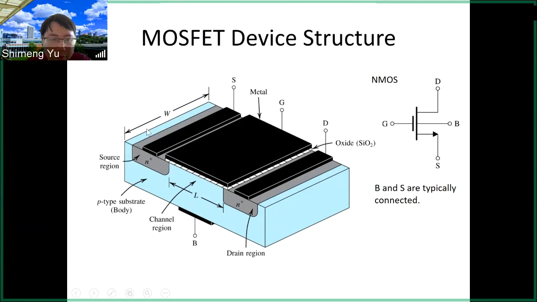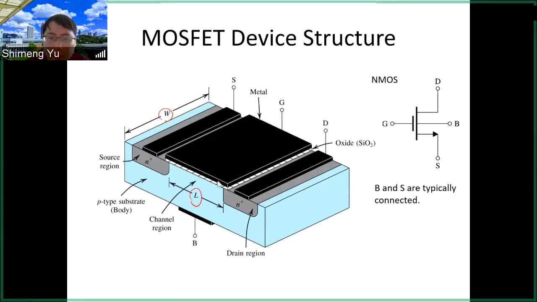And we have two geometrical parameters. One is the W, that is the width of the channel. And the second one is the L, that is the length of the channel from the source to the drain. So those are the important parameters of the MOSFET structure, the W and the L.